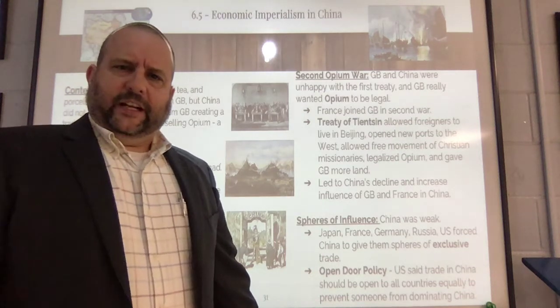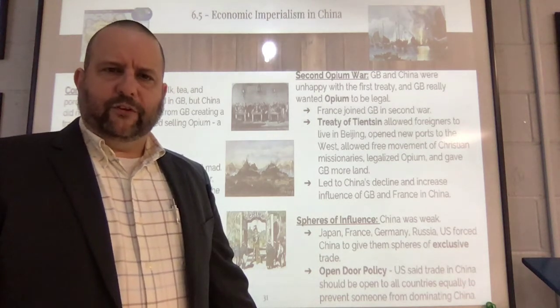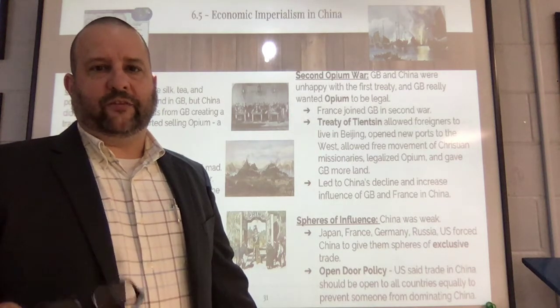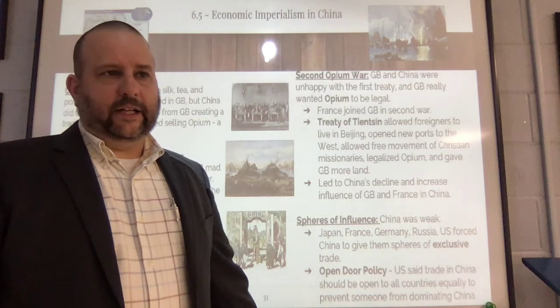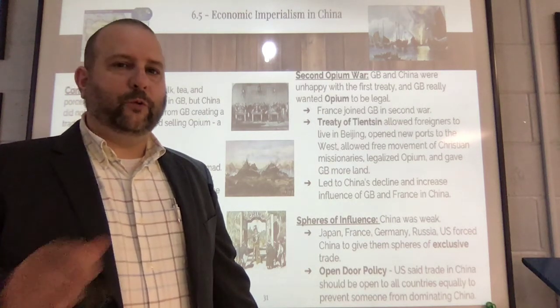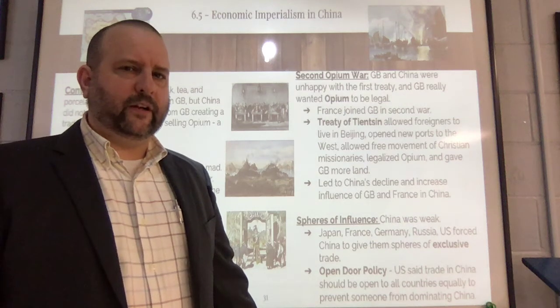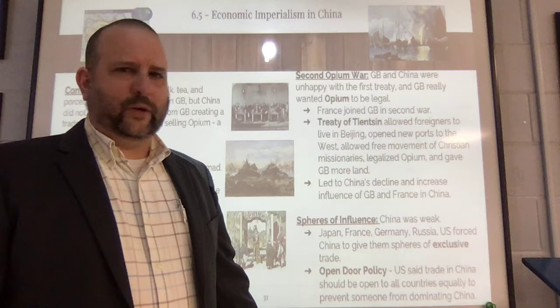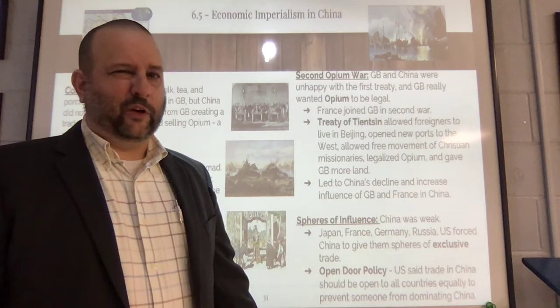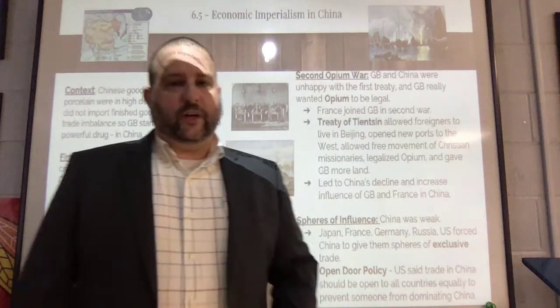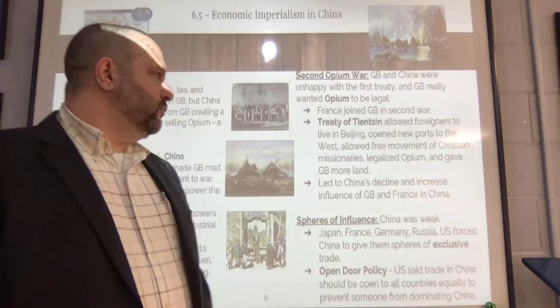How many of y'all like Charles Dickens novels? Probably not many of you. But in a lot of Charles Dickens novels, he writes about how people are often addicted to opium. In his final novel that he wrote, The Mystery of Edwin Drood, there is some opium usage in there. It was very, very common in Victorian England. And it just kind of led to one of the reasons why that was such a degrading society at that time. France joins Britain in this second opium war because France would like to have it legal as well.